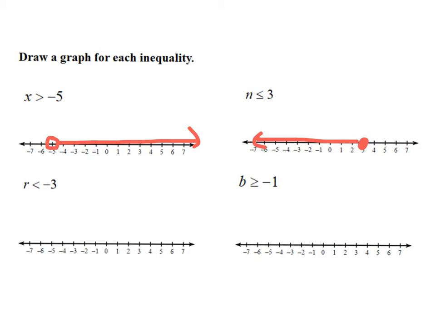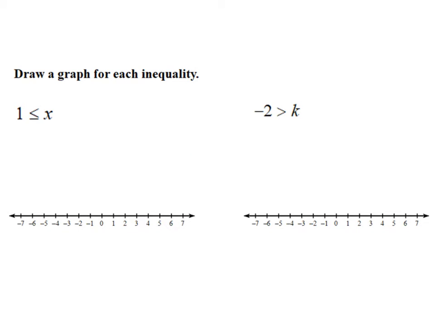For the next one, we have r is less than -3. So we're going to go to -3 on our graph. We're going to draw an open circle because there isn't a line underneath, and we're going to draw our arrow to the left, following the inequality symbol. And the last one, since it says b is greater than or equal to -1, we're going to go to -1 on our graph. Since there's the line underneath, we're going to put a closed circle, and we'll draw our arrow to the right.